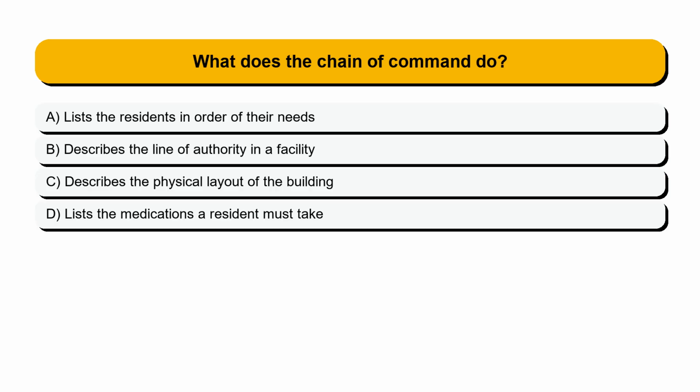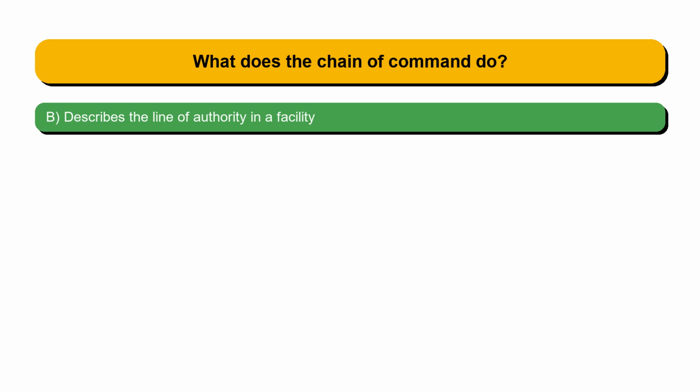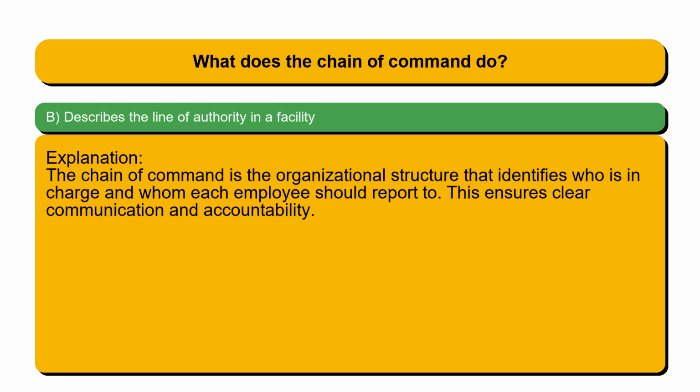Question 77. What does the chain of command do? Option A, lists the residents in order of their needs. Option B, describes the line of authority in a facility. Option C, describes the physical layout of the building. Option D, lists the medications a resident must take. The correct answer is option B, describes the line of authority in a facility. The chain of command is the organizational structure that identifies who is in charge and whom each employee should report to. This ensures clear communication and accountability.